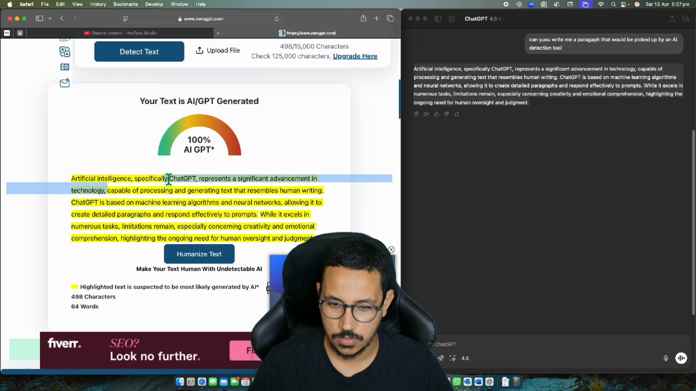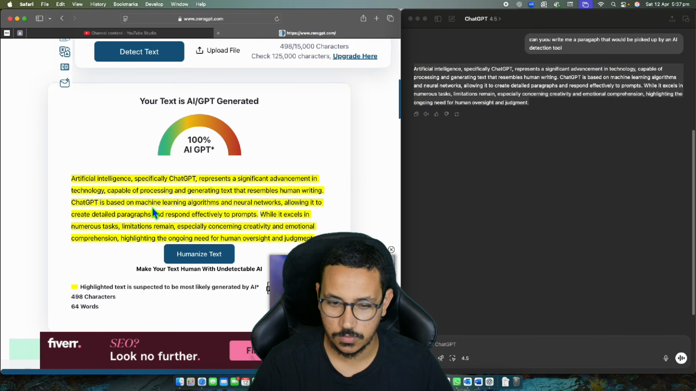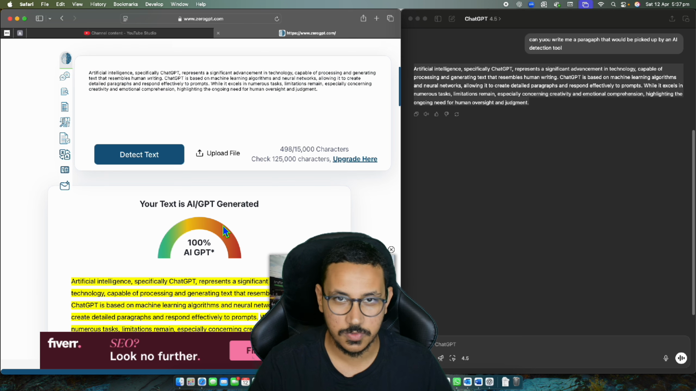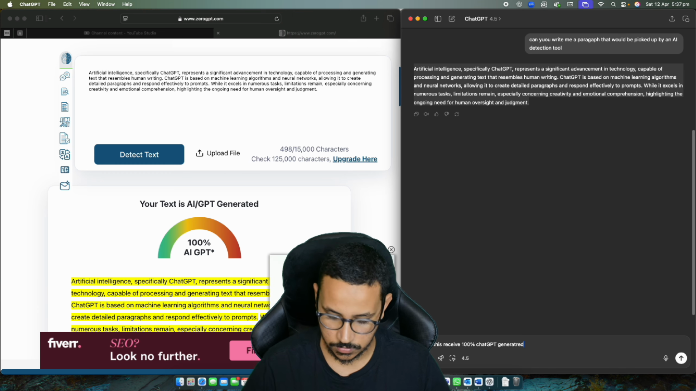So, artificial intelligence, specifically ChatGPT, represents a significant advancement in technology capable of processing generated text and human. ChatGPT is based on machine learning algorithm and neural networks, allowing it. So, why would this be 100% AI generated? I'm actually going to ask ChatGPT why. Why did this receive 100% ChatGPT generated?